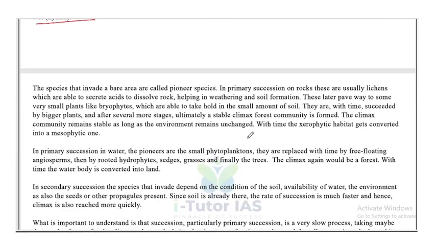Moving on, the species that invade a bare area are known as pioneer species. What is a pioneer species? A pioneer species is one that invades a bare area, like newly cooled lava, bare rock, or a newly created pond. In primary succession on rocks, these are usually lichens, which are able to secrete acids to dissolve rock, helping in weathering and soil formation. These later pave the way for small plants like bryophytes, which are able to take hold in the small amount of soil.